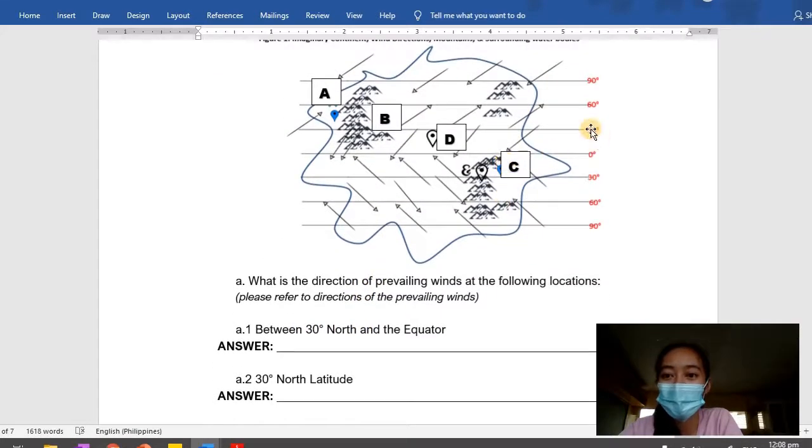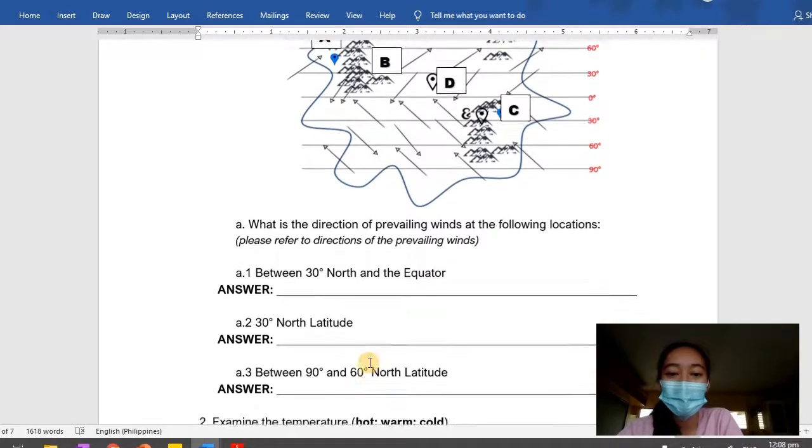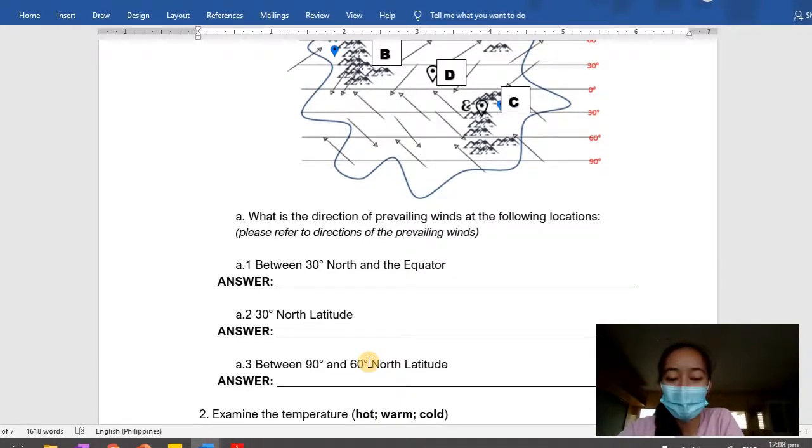So 30 degrees north, the equator is 0. The 30 north of the equator is this one. The 30 at the bottom is south of the equator. So in that region, look here at the direction of the wind. It comes from the east. So easterlies. So to answer number 1, 8.1, 0.2, and 0.3, you answer easterlies or westerlies.